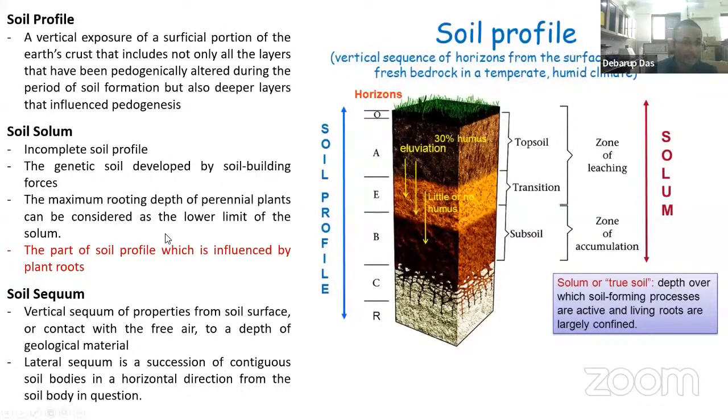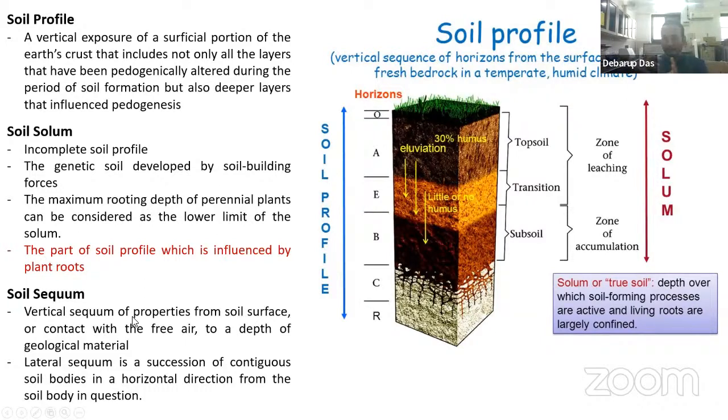If they are asking a vertical section of soil which is influenced by plant roots, you will not write soil profile, you will write soil solum. And if they ask a vertical exposure of superficial portion of soil that includes not only this portion but also the portion below this, which has influenced the soil formation, you will call it soil profile. And a three-dimensional body, smallest unit of soil that can be called a soil, that is a pedon, like that. Very easy questions will come, but if you get confused and just tickle your mind, there could be problems. Soil sequum, vertical sequum.